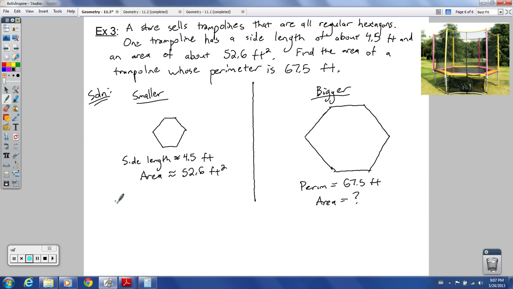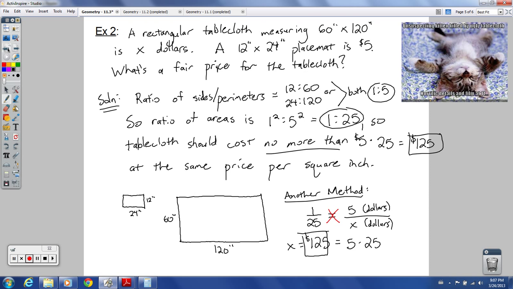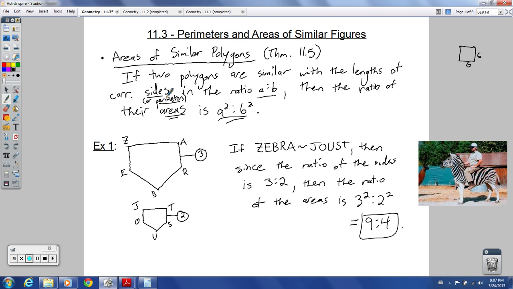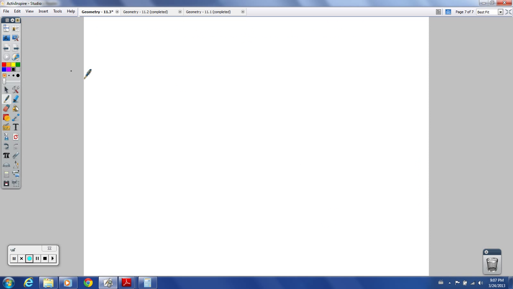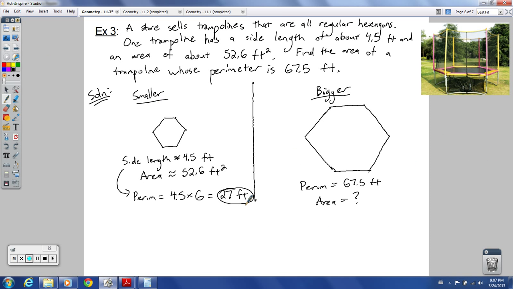But with this one, we could easily figure out the perimeter. Since the side length is this, we could say the perimeter is going to equal 4.5 times 6, which would be 27 feet. So the perimeter of this one, not a final answer, but I'll circle that, it's pretty important, is 27 feet. And so now the idea of the ratio of the sides being the same as the ratio of the perimeters really comes in handy.